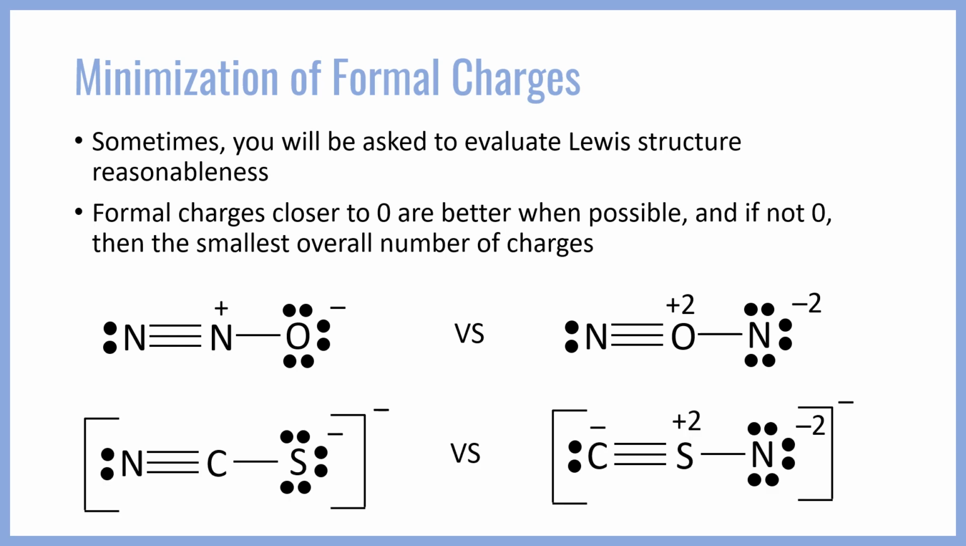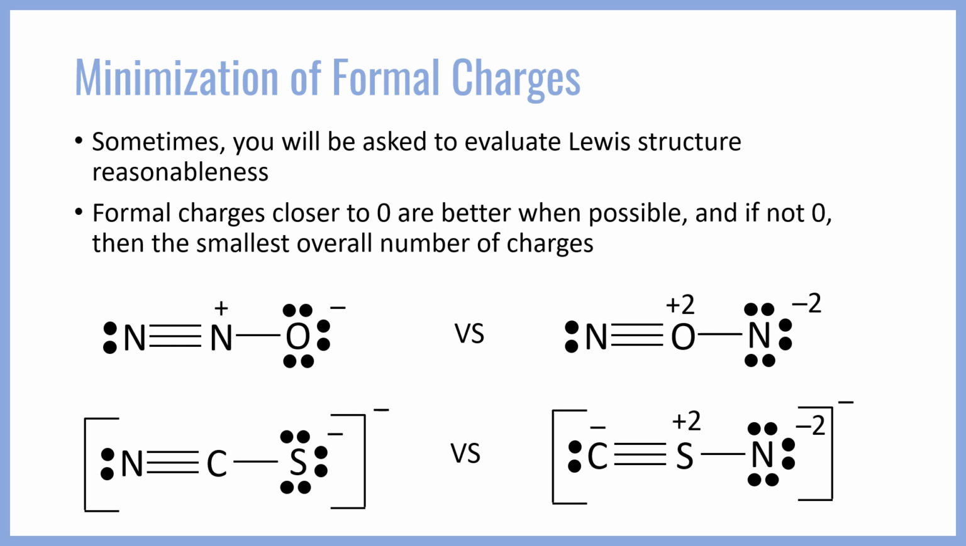So another example, going back to the SCN ion, we might be asked to evaluate which is a better Lewis structure, the carbon being the central atom or the sulfur being the central atom. Well, let's consider which one is going to give the best combination of formal charges. If we look at the carbon being the central atom, we would see that we end up with a minus charge on the sulfur, a singular formal charge.